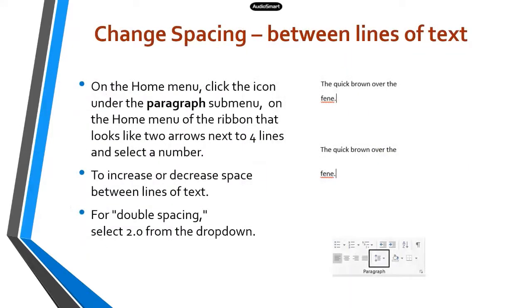Spacing is the amount of space in between the lines. You can adjust how far or close your text appears by changing the spacing of a paragraph. This is located in the Home menu on the ribbon underneath the Paragraph submenu. It is the icon with 4 lines next to an arrow with 2 heads. Double spacing is very common, and it is the 2.0 option from the drop-down menu.